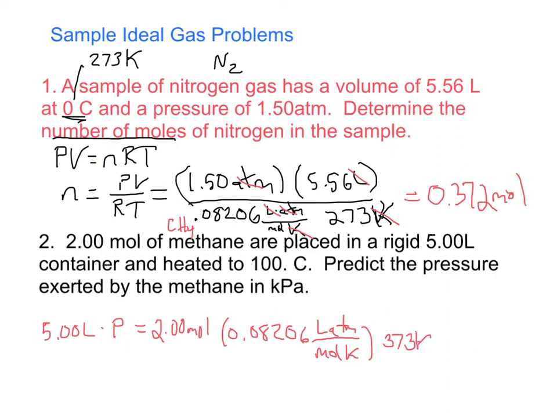And we can let you do the algebra at home. Algebra is not what we're teaching you in this class. That's what algebra class is for. If you don't know how to do the algebra, please see us for help, or your math teacher. Solving for P, we find that the answer is 12.2 atmospheres.